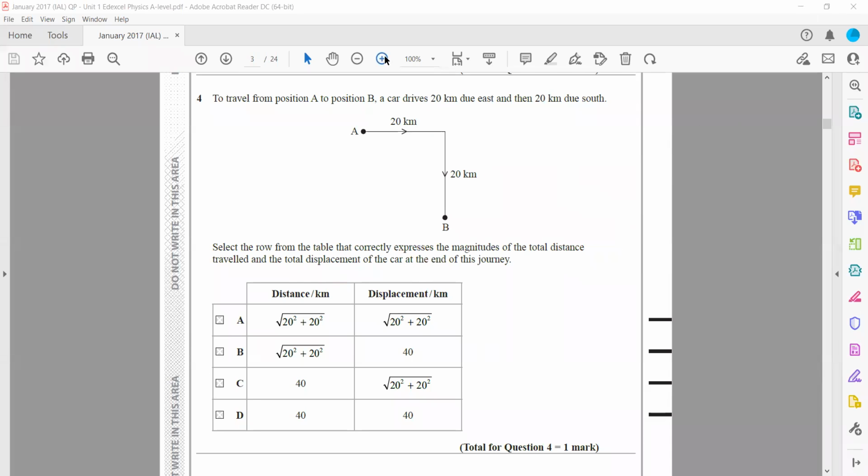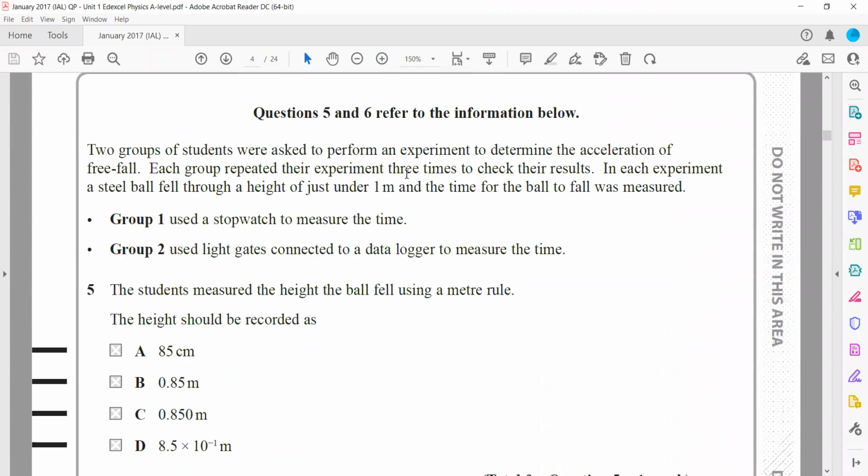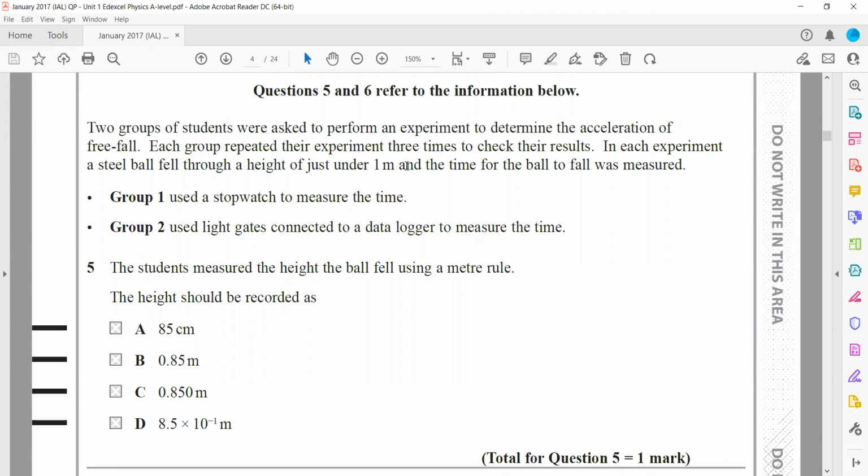Next: two groups of students were asked to perform an experiment to determine the acceleration due to gravity, the acceleration of a free fall. Each group repeated their experiment 3 times to check their results. In each experiment, a steel ball fell through a height just under 1 meter. The time for the ball to fall was measured. Group 1 used a stopwatch, and Group 2 used light gates connected to a data logger. Then students measured the height fallen using a meter rule, a meter scale.